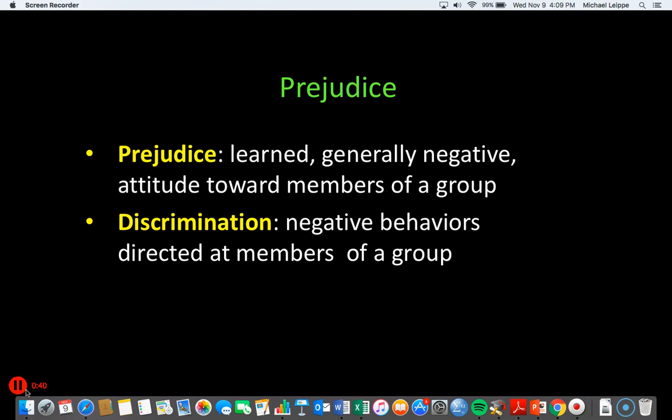Well, prejudice is generally defined as a learned, generally negative attitude toward members of a group, although in some cases we can have positive prejudices. The term comes from prejudge. And we've also heard the term discrimination. That's the behavioral side of prejudice: negative behaviors directed at members of a group.